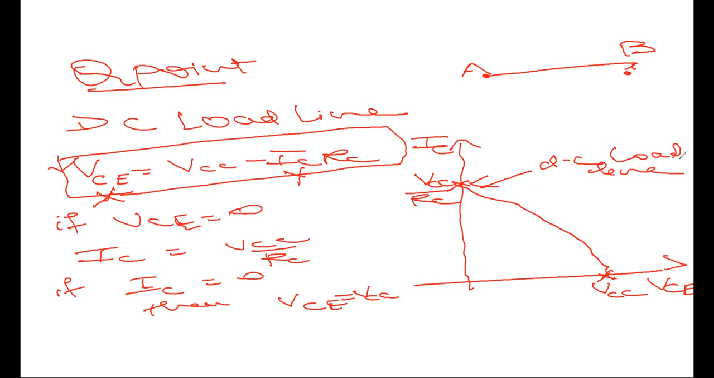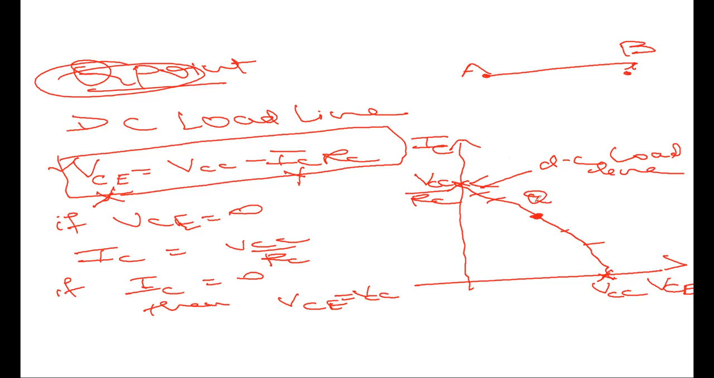DC load line is nothing but the straight line on the output characteristics of a transistor. It generally represents the DC values of the current and voltage at the output characteristics. Now we talk about the Q point. The Q point lies on this DC load line. Anywhere on this straight line, any point can represent the Q point.